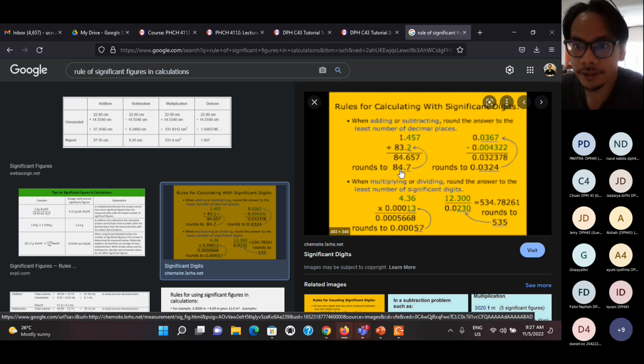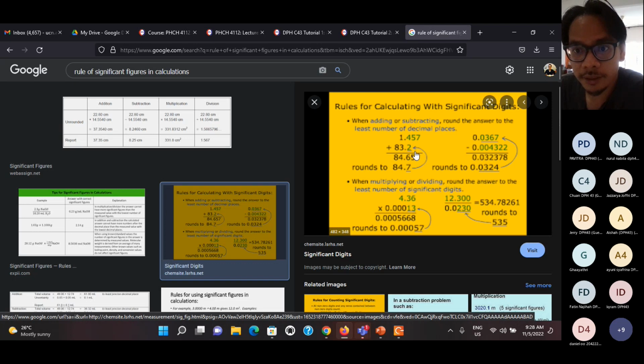So for example kat sini dia ada 1.457 tambah dengan 83.2. So bila kamu tambah, kamu akan dapat ni 84.657. So kamu to report this final answer, kamu kena bundarkan dia bagi titik perpuluhan yang paling sikit dalam kamu punya from the data that you have. So these are the two data that you have, 1.457 dan juga 83.2. Yang satu ni ada 3 titik perpuluhan. Yang bawah ni ada 1 titik perpuluhan.